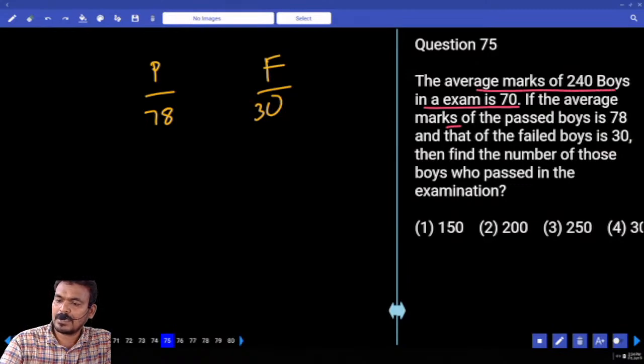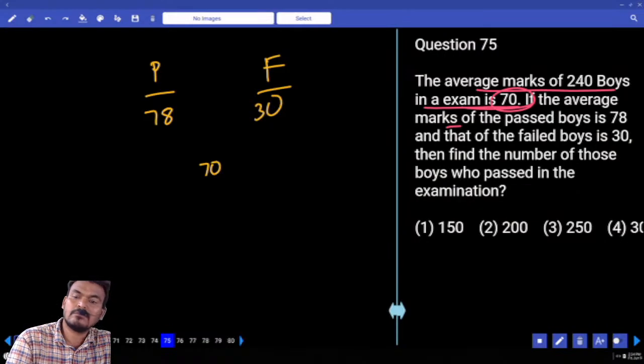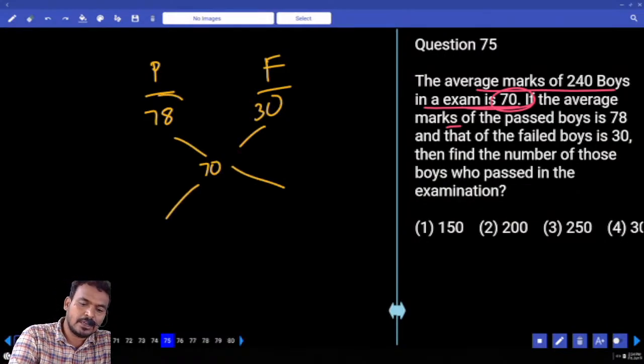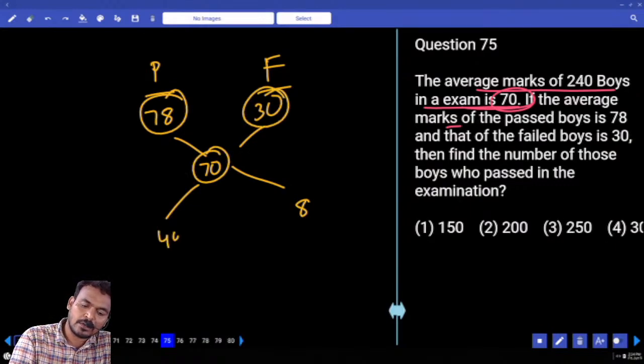But in total how many boys passed? What is the average marks of 240 boys? 70. Only the passed boys' average is 78. Failed boys 30. But the entire boys' average is 70. Simplify these three and we get the ratio. 78 and 70, what is the difference? 70 and 30, 40. What is the ratio?